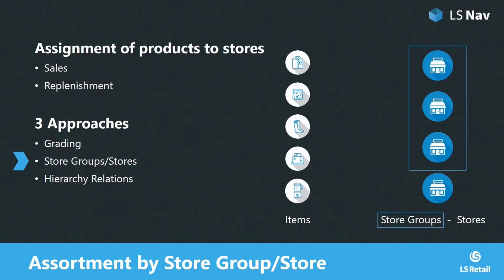We have introduced store groups to reduce the maintenance effort and to make the setup more easy. A store group combines stores with the same behavior, and we can assign items to store groups. Of course, it is possible to assign an item, like the toaster in this example, to store groups and stores at the same time.